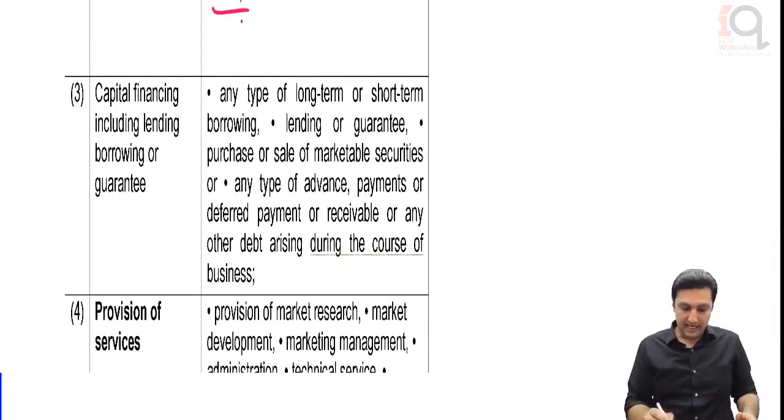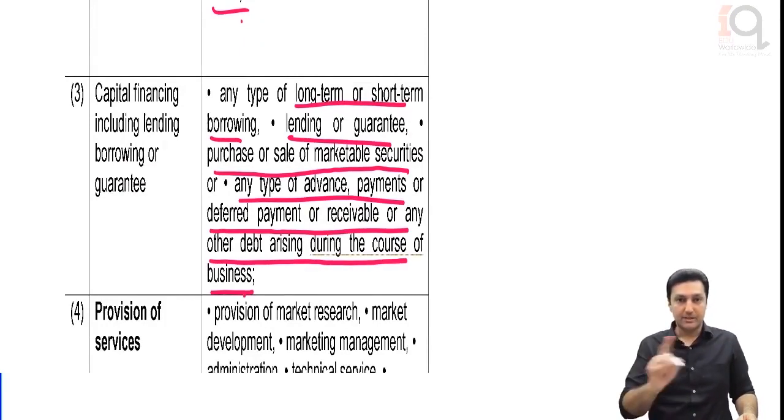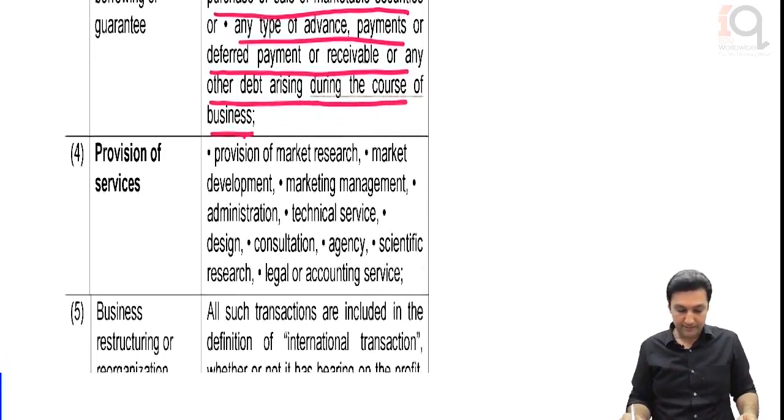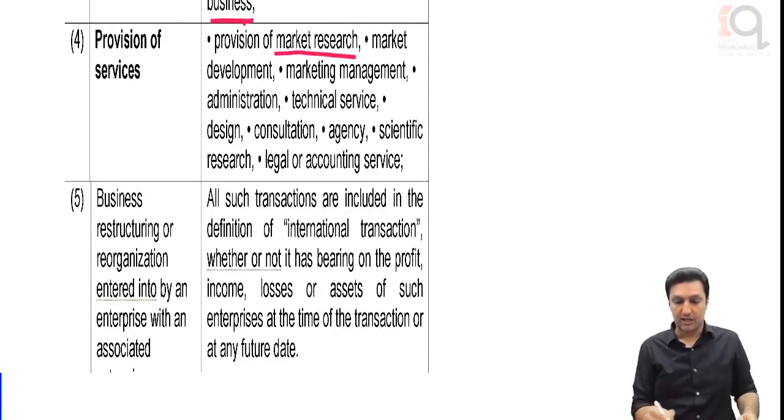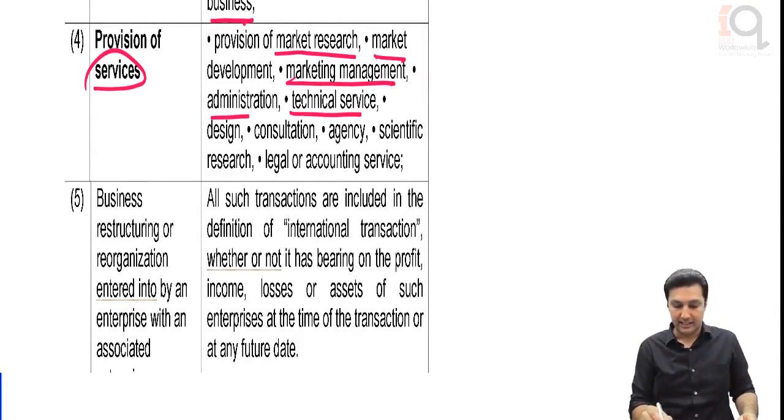He also says any type of long-term or short-term borrowing between associated enterprises, lending or guarantee, purchase or sale of marketable securities between them, any type of advance payments or deferred payment or receivable or any other debt arising due to the course of business between the associated enterprises will be covered here. Provision of services could include market research being carried out by one of them, market development, market management, use whatever word you want. It's provision of services, administration, technical service, design, consultancy, agency, legal or accounting service.